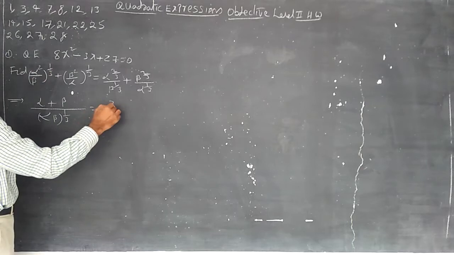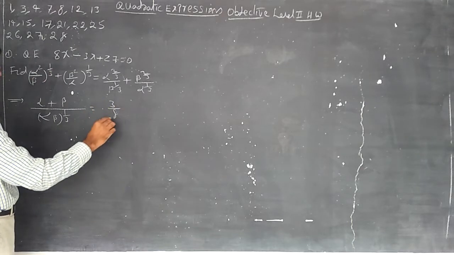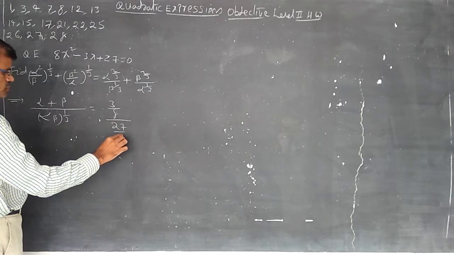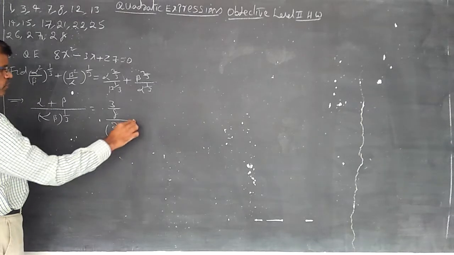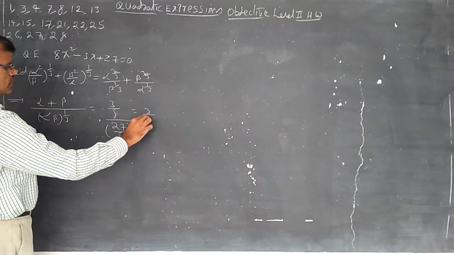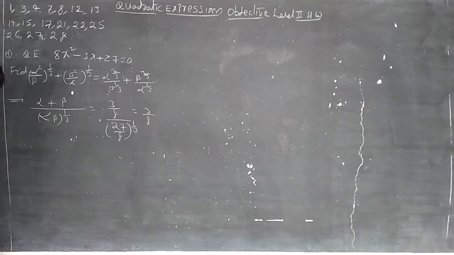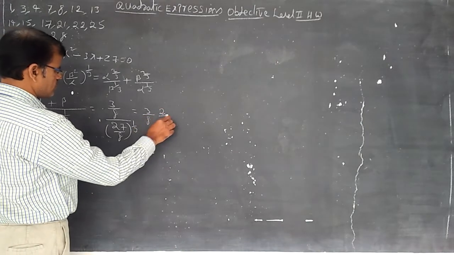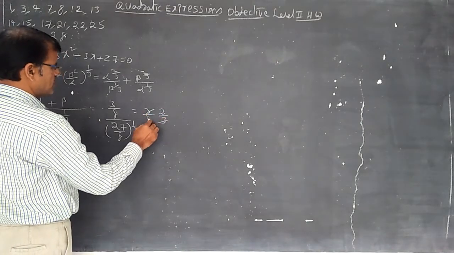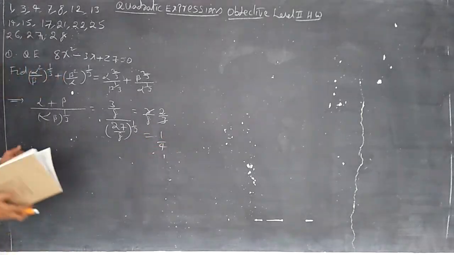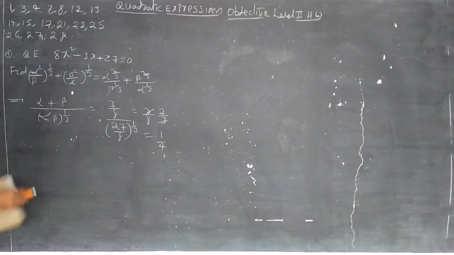According to the sum of roots formula, alpha plus beta is 3 by 8, and alpha beta, the product of roots, is 27 by 8 whole power 1 by 3. So that is equal to 3 by 8 into (27 by 8) whole power 1 by 3. The cube root of 27 by 8 reversed becomes 2 by 3. The 3 will get cancelled. The answer is equal to 1 by 4. 1 by 4 is the second option here.